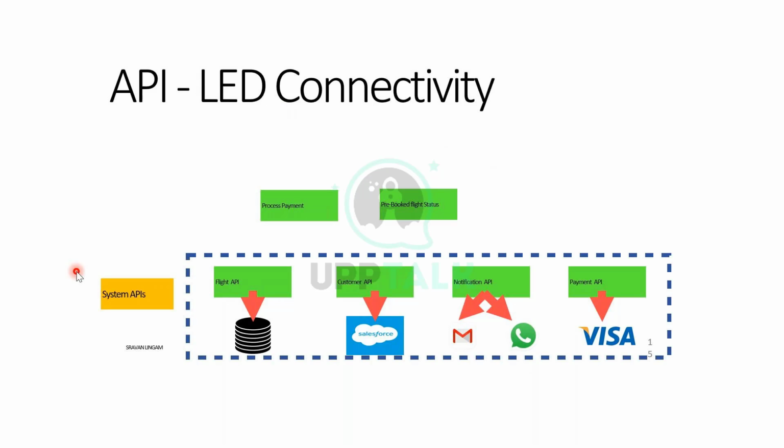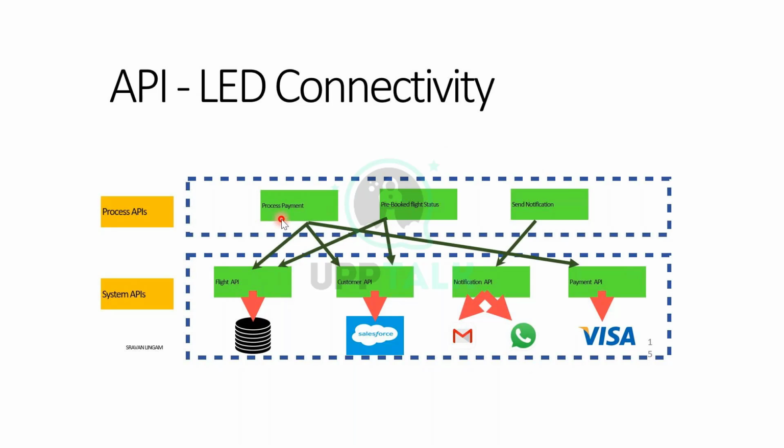Okay. Same like process APIs: payment, pre-book, flight status and notification. So you can see here how these APIs are reused, okay? Your one process API is calling these three system APIs: flight API, customer API, payment API. The pre-book flight status process API is also using this flight API. So this kind of reusability you can see. The flight system API is used by the process payment process API and pre-book flight status also. So this is a big kind of reusability of the APIs.